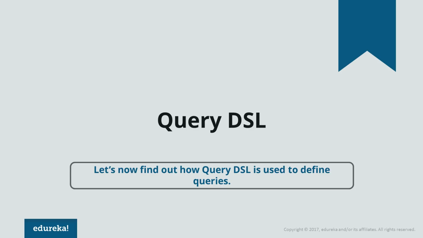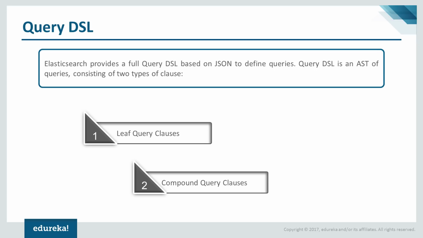Let's find out how Query DSL is used to define queries. Query DSL is a kind of domain specific language which we generally use in our environment to perform operations. Whatever queries we write, we write in this DSL. Elasticsearch provides a full Query DSL based on JSON to define queries. Query DSL is an AST of queries consisting of two types of clauses.